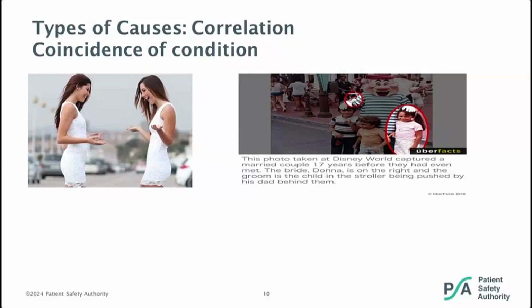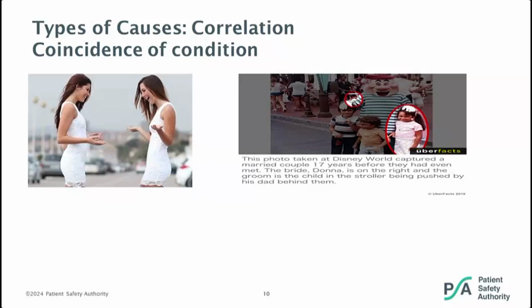Some examples of correlation or coincidence of condition include ice cream sales and drowning incidents. There is a positive correlation between ice cream sales and drowning incidents during the summer months. While both increase during this time, it would be incorrect to conclude that consuming ice cream directly causes drowning. Instead, both phenomena are independently influenced by warmer weather and increased outdoor activities.